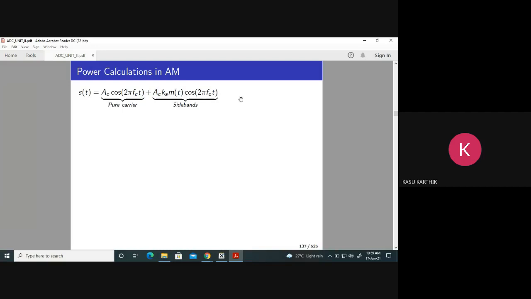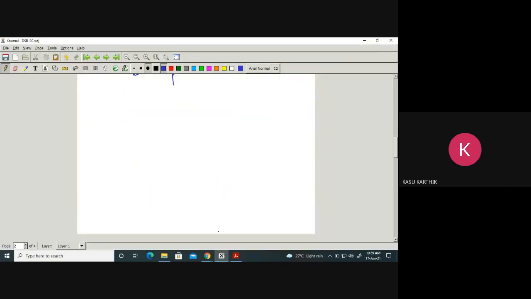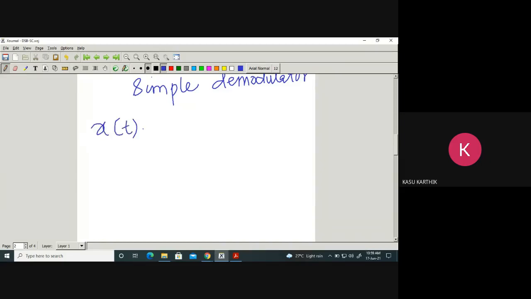Now here, what is the power of the signal Ac cos 2 pi fc t? If I ask you, suppose x(t) equals A cos omega naught t, what is the power of the signal? A square by 2. Which means, whatever amplitude there is, you take the square and divide by 2.